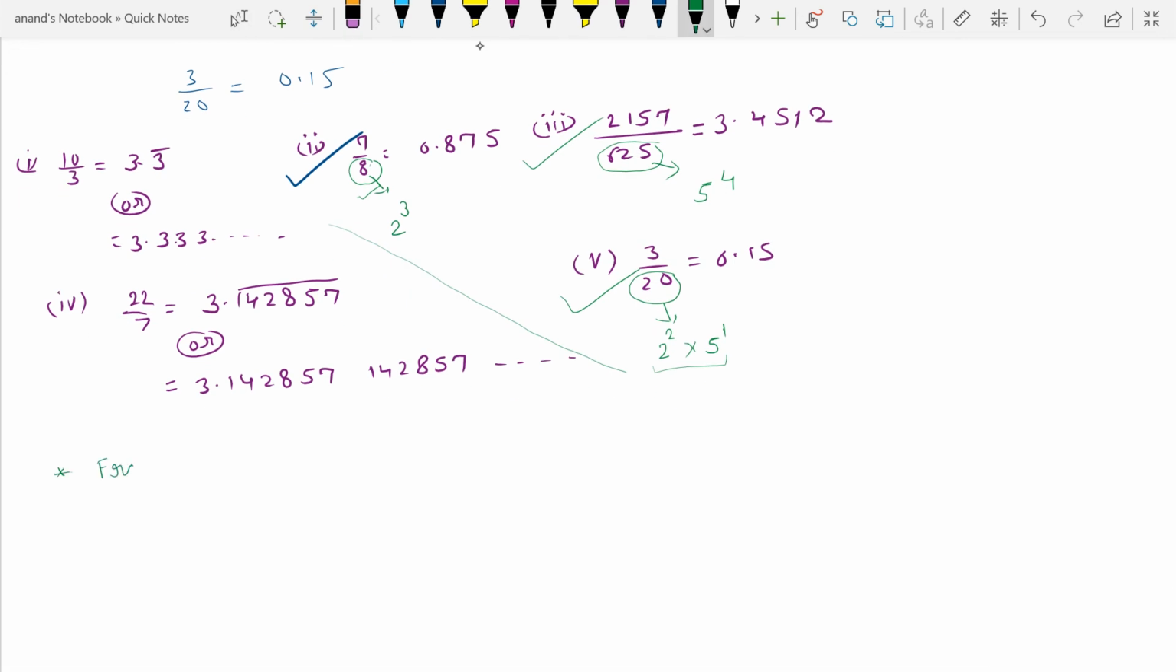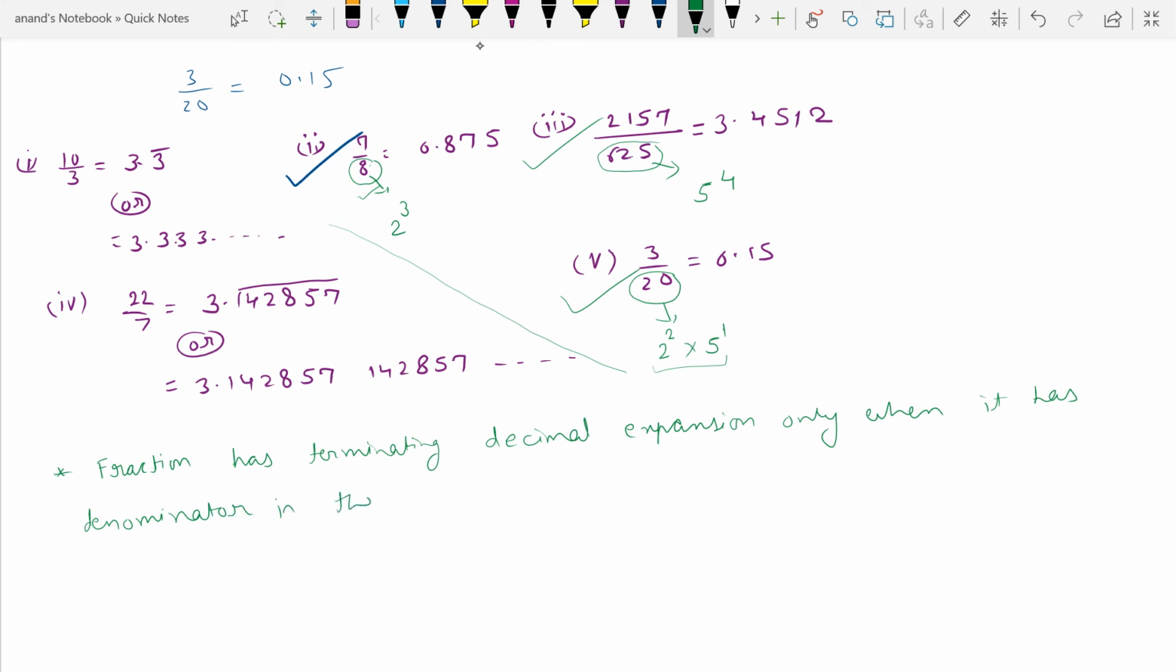So we can write it as: any fraction has terminating decimal expansion only when it has denominator in the powers of 2 or in the powers of 5 or in the combination of both 2 and 5.